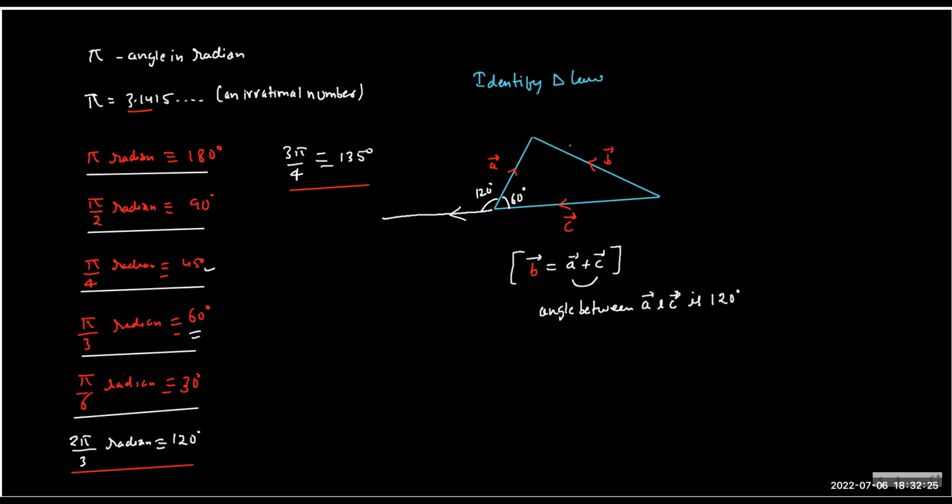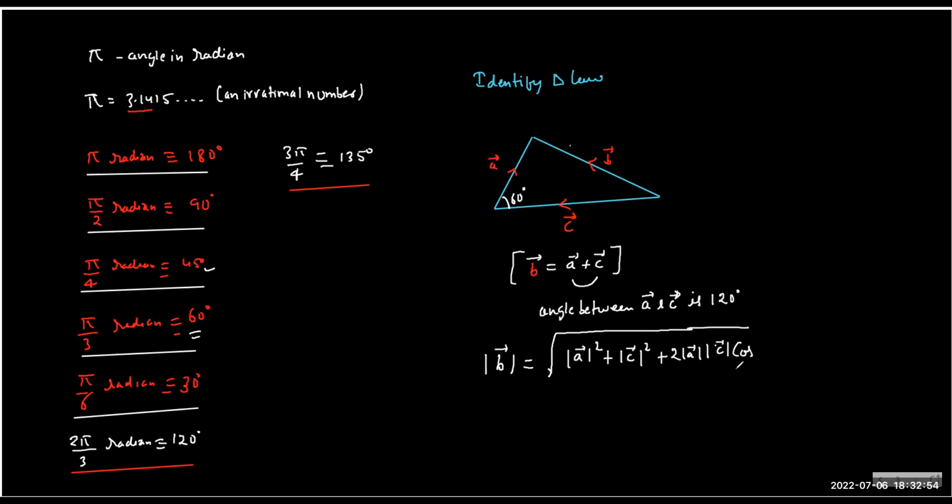And why is it important? Because of the resultant, the magnitude of B, how do we write it? By the relation, we have A and C, two vectors, we can write under root of mod of A square plus mod of C square plus twice of mod of A mod of C into cos of the angle between A and C.